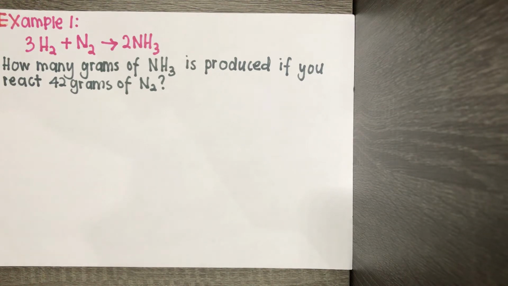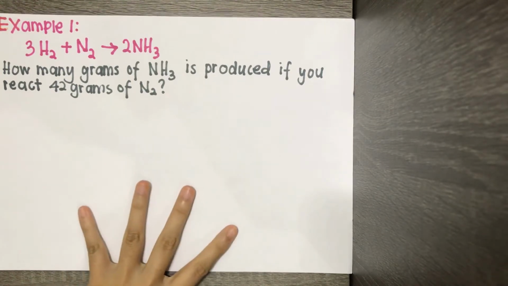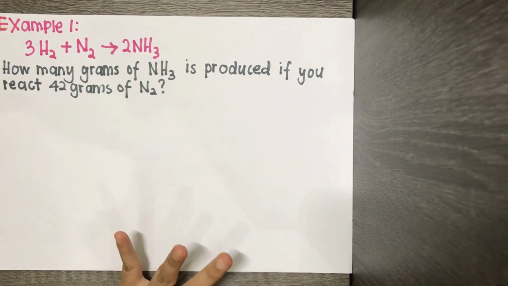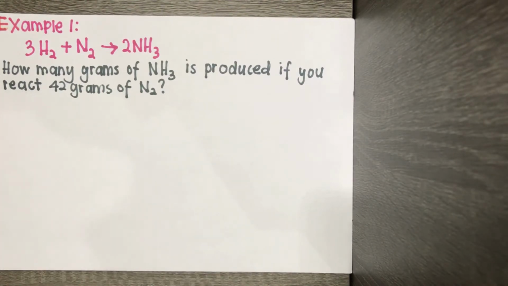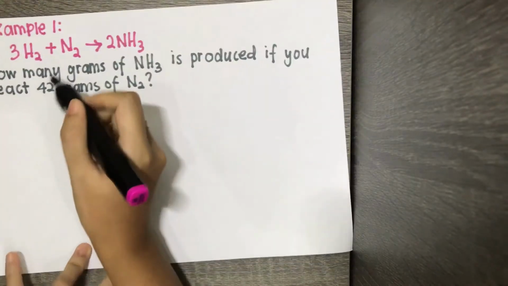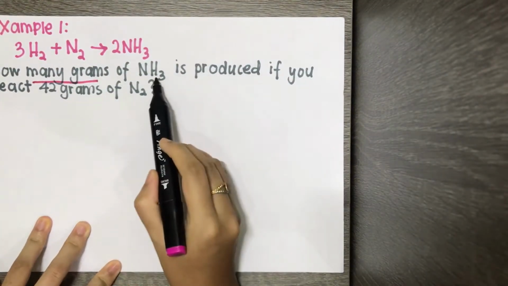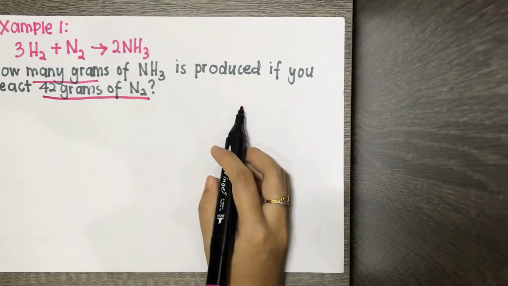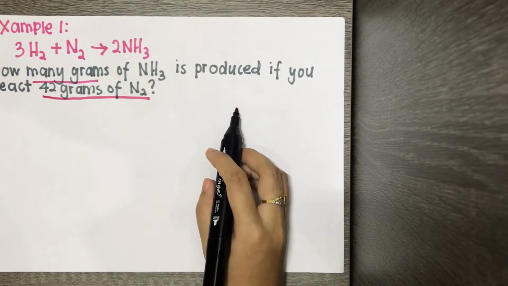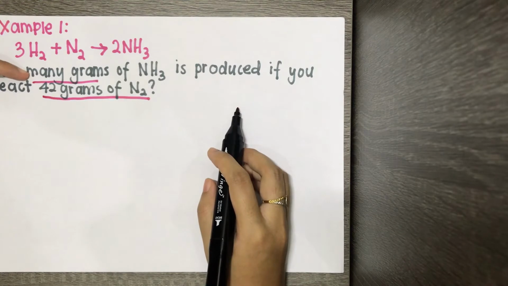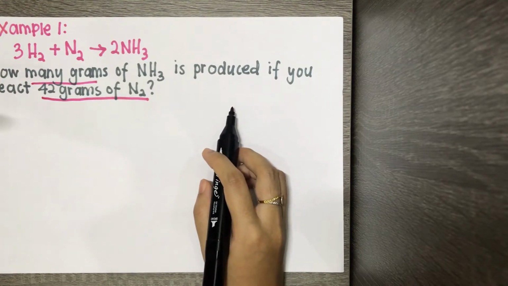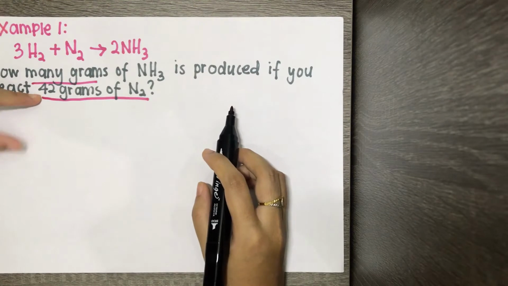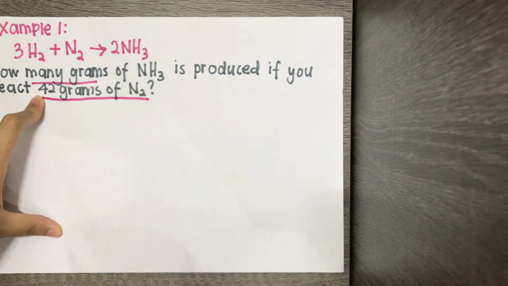So in the second part of this video, I'm going to show you guys how to solve mass-to-mass calculation. Here I have one example of mass-to-mass calculation. If you read the question, the question asks you how many grams of NH3 is produced if you react 40 grams of N2. So the question asks you to find mass, and it also gives you information that is related to mass. So we know that this is a mass-to-mass calculation.